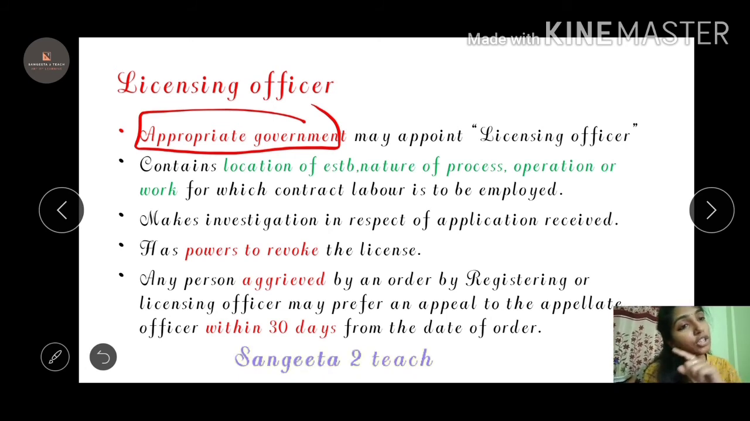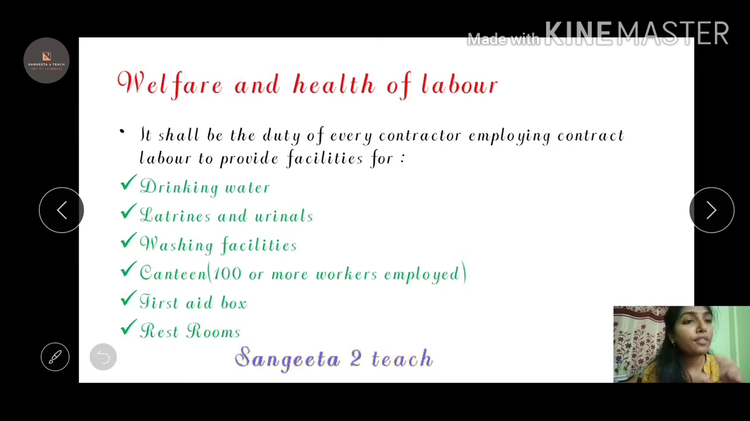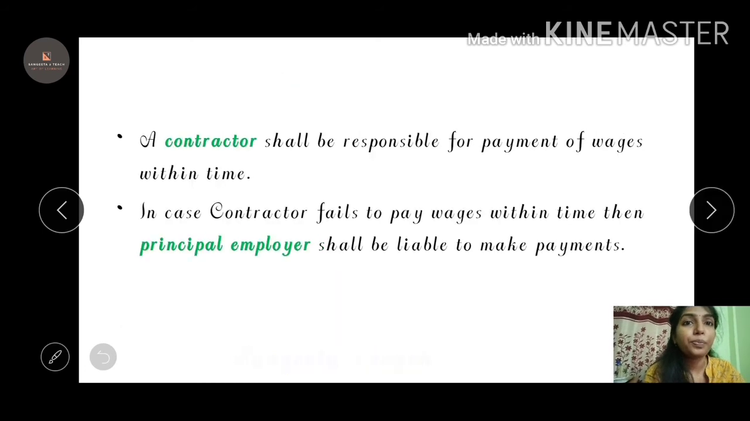The license has to be taken every year. It will be valid only for 12 months. Every year you have to. If you do not agree with the licensing officer, you can go to the appellate officer within 30 days. Okay, next, welfare: the contractor has to take care of facilities like drinking water, latrines, washing facilities, canteens, the first aid box, and the restrooms.